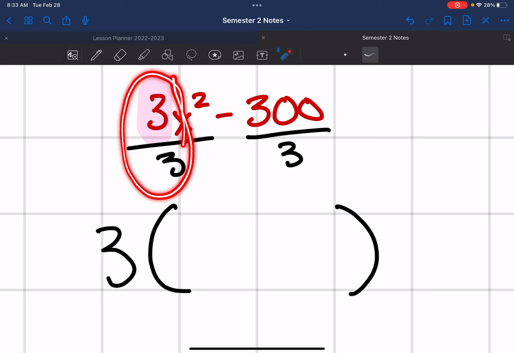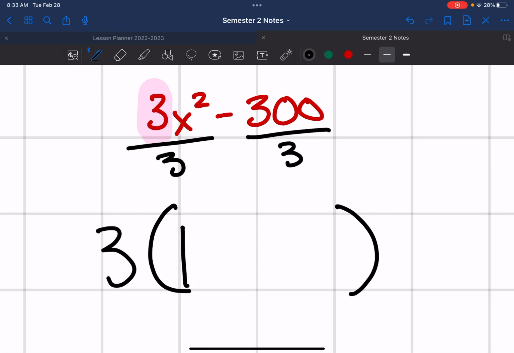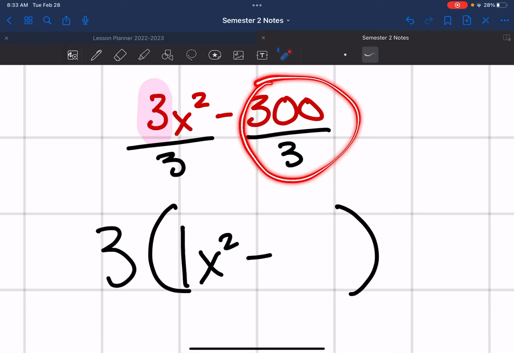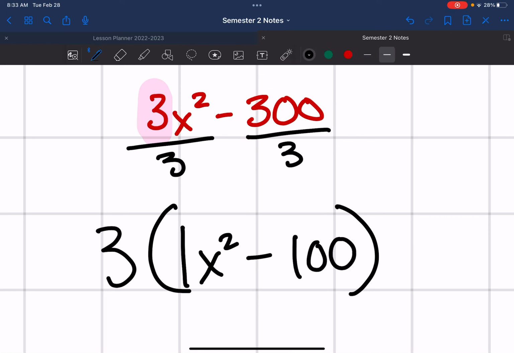3 divided by 3 is going to give me 1. My x squared is going to come straight down. My minus sign's coming down. And then I need 300 divided by 3. That is 100. Cool. Knowing that I don't really need this 1 out in front, I can keep it if I want. Whatever you want to do, doesn't matter.